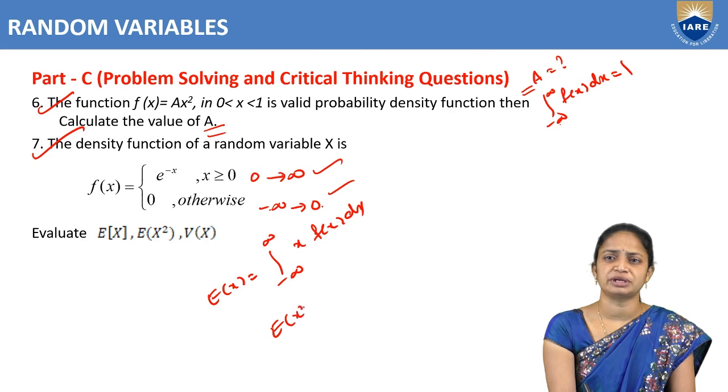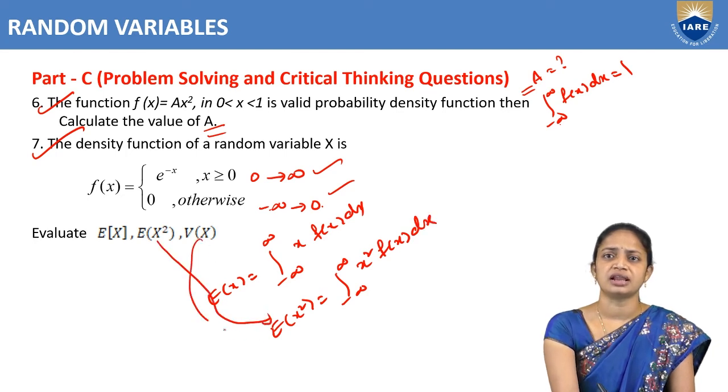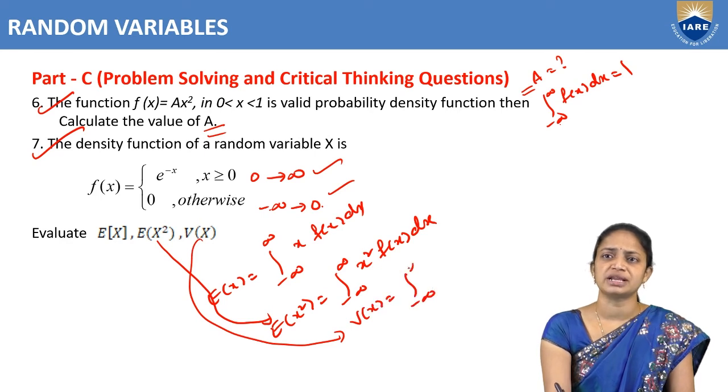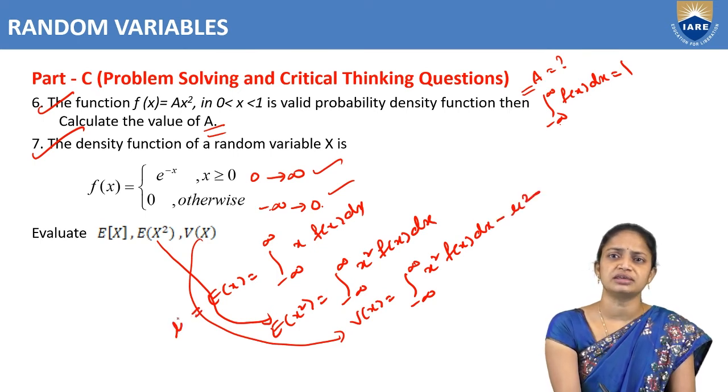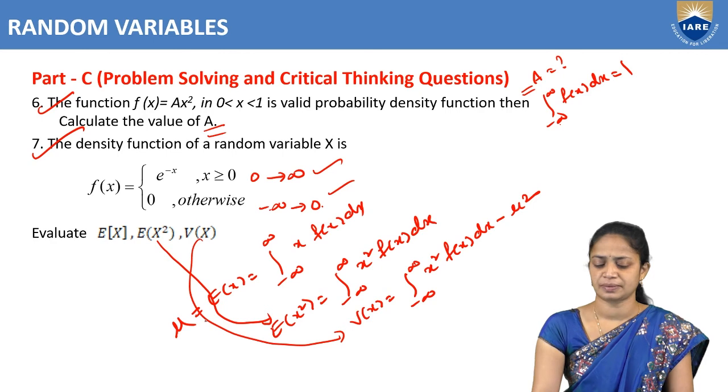So next, expectation of x square: integration over minus infinity to infinity x square f of x dx. This is the formula for expectation of x square. And the last one is variance of x. Variance of x equal to integration over minus infinity to infinity x square f of x dx minus mu square. So what is mu? Mu is nothing but expectation of x.